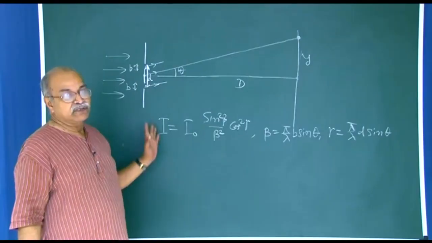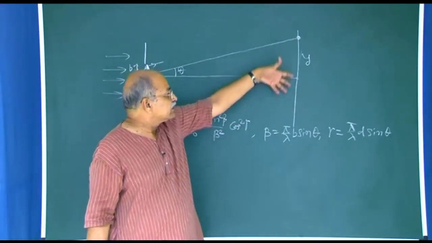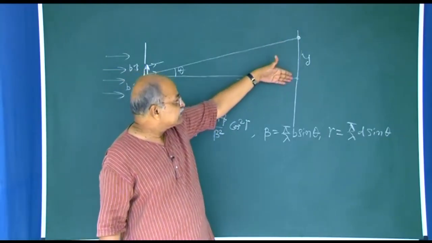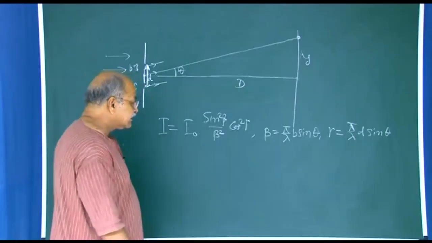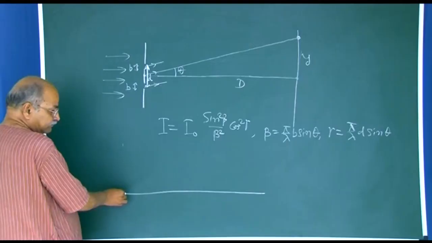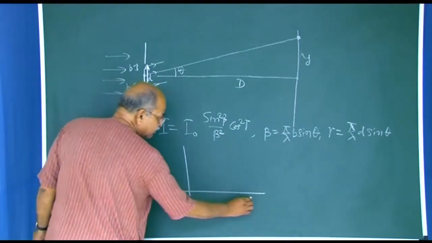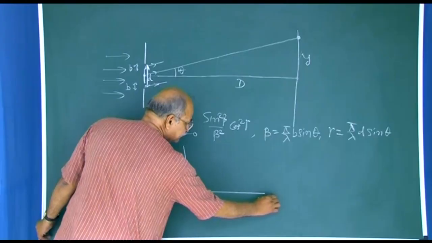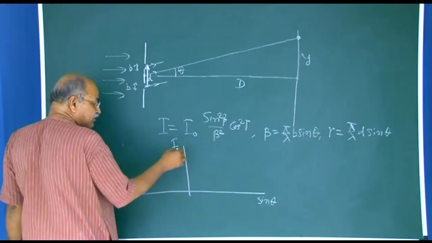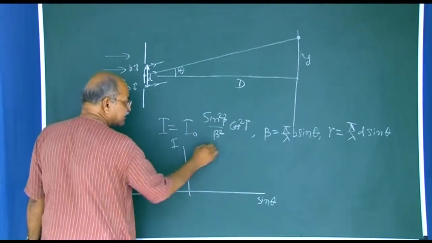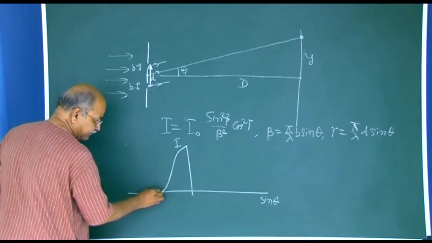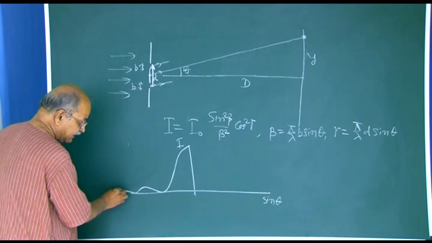And how does this look? If I look at the intensity, what does this equation tell us? What kind of intensity variation is there? Once again, if you make a plot, and here you write sine theta, and here you write intensity, first you draw the diffraction pattern, and you know what kind of pattern it is. It is something like this.